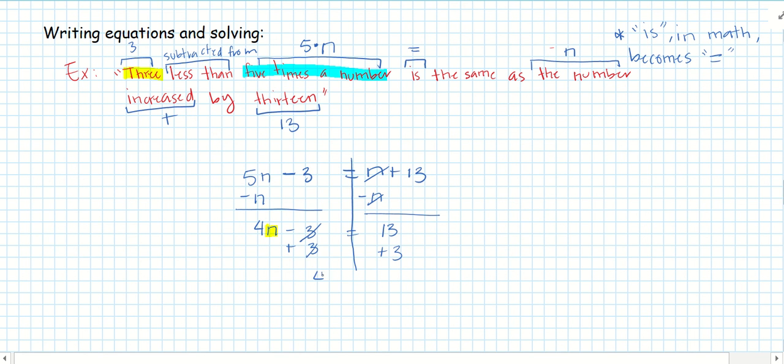So then I end up with 4n equals 16. 4 is still multiplying n, which is the one that I want to get by itself. So I divide by 4 since it's multiplying. So n equals 4. And I found my solution.